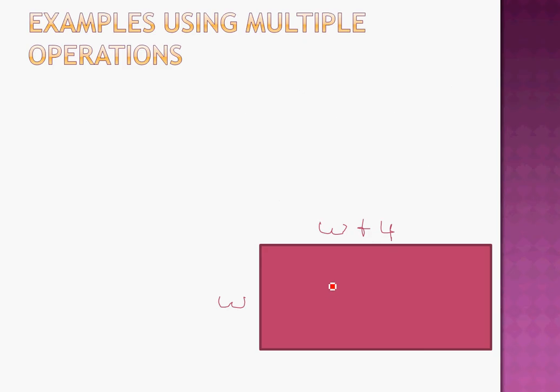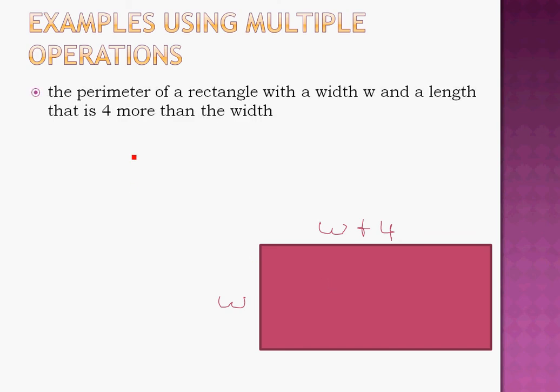Okay, so now we're going to talk about some other situations using multiple operations. In other words, when I talk about operations, I'm talking about add, subtract, multiply, and divide. So this problem may have more than one of those operations. Here we have a rectangle, and we want to find the perimeter of this rectangle. This rectangle has a width W, which I've shown right here, width W, and the length is 4 more than the width. And that's where this is coming from. This is your length right here. And it's 4 more than the width. If the width is W, then the length would be W plus 4, because it's 4 more than the width.